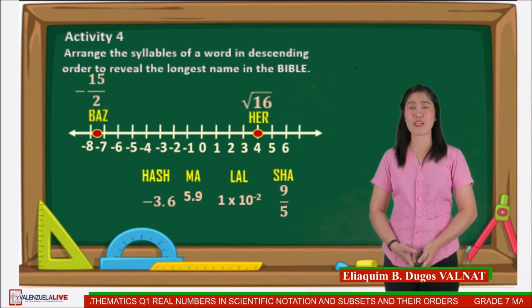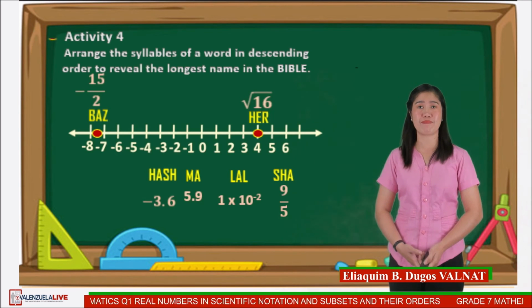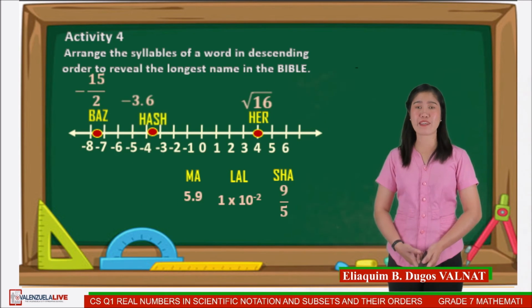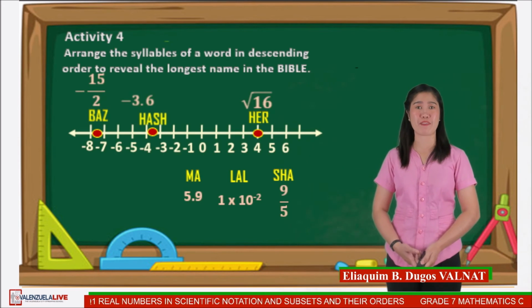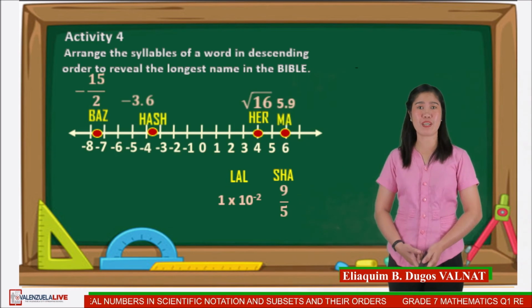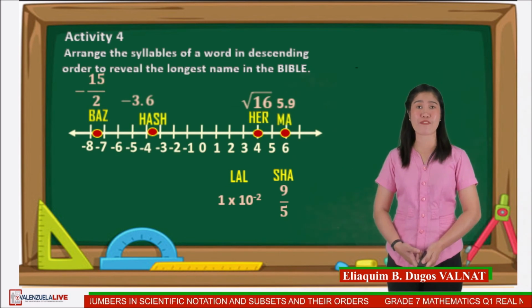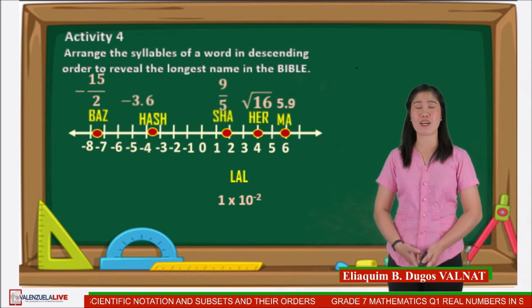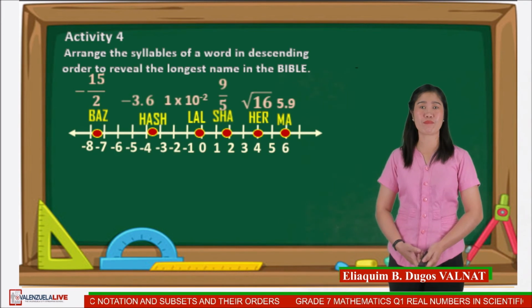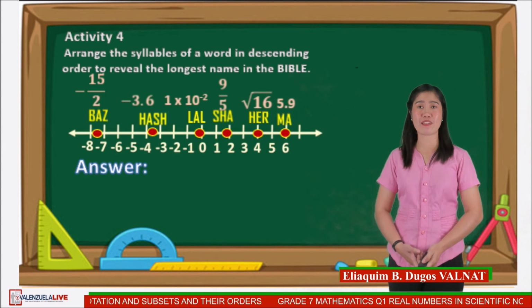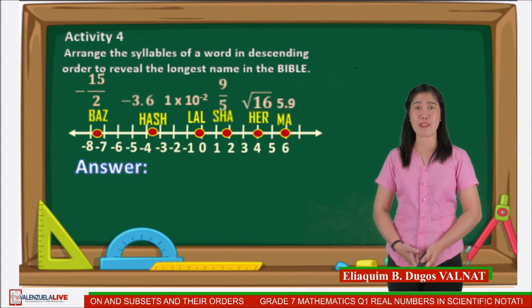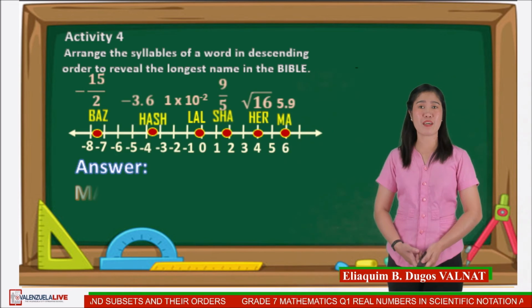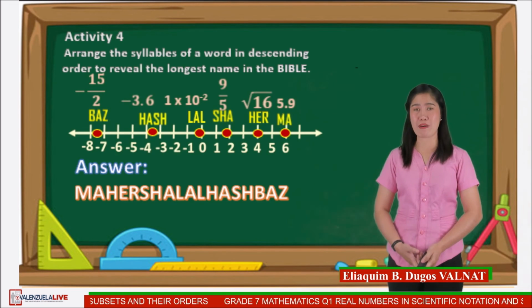Next is Hash, that is negative 3.6. Next is Ma, that is 5.9. Next is Sha, that is 9 over 5, equivalent to 1.8. And last is Lal, that is 1 times 10 raised to negative 2. And to reveal the answer, the longest name in the Bible is Maher-shalal Hashbaz.